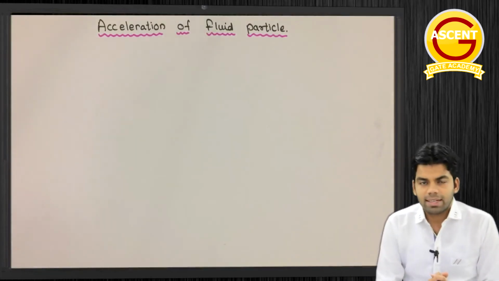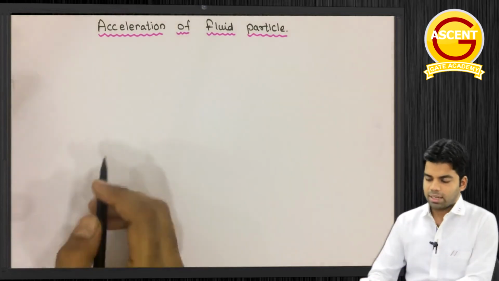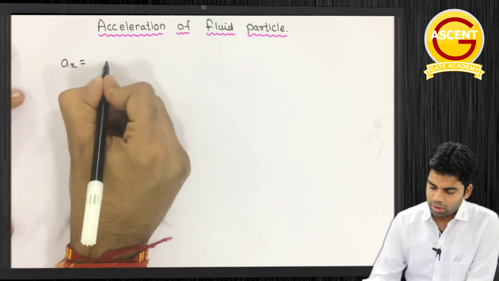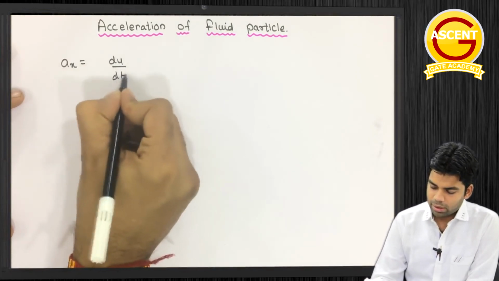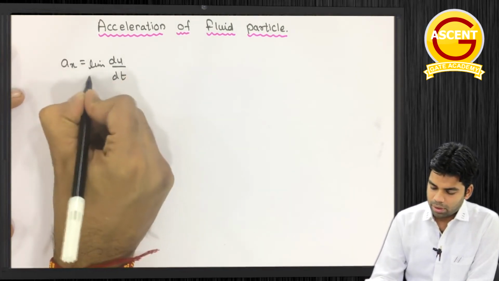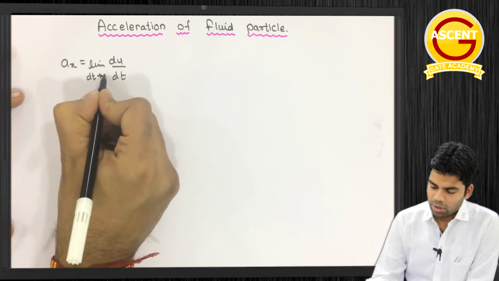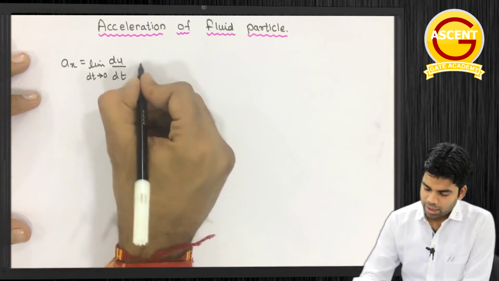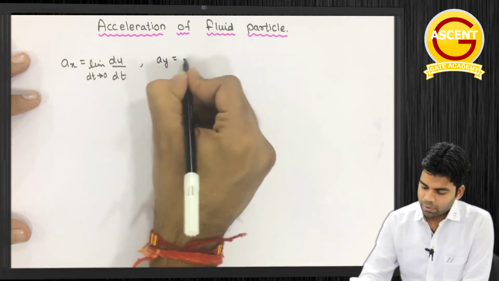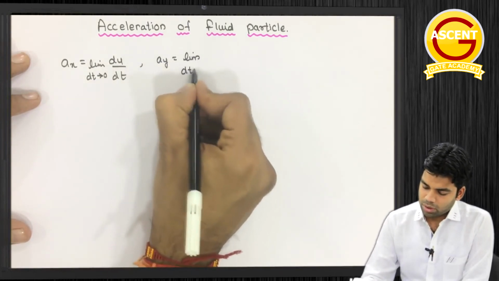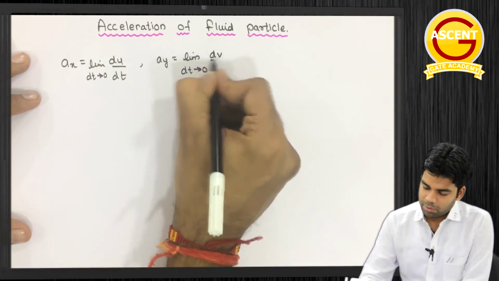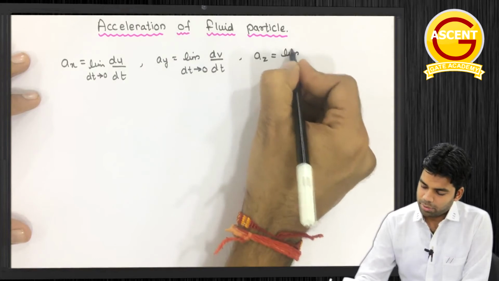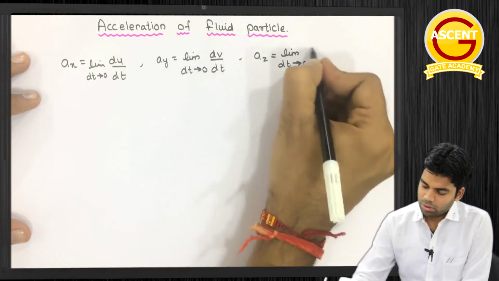Next, coming to the acceleration of a fluid particle. Acceleration in x direction, as we know, will be equal to the limit as dt tends to 0 of du by dt, the change in velocity with respect to time. Similarly, acceleration in y direction, ay, is the limit as dt tends to 0 of dv by dt, and acceleration in z direction, az, is the limit as dt tends to 0 of dw by dt.